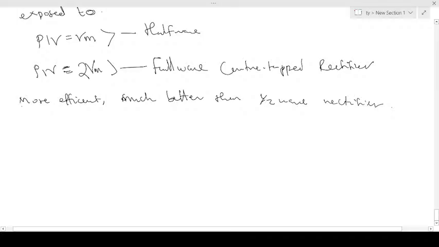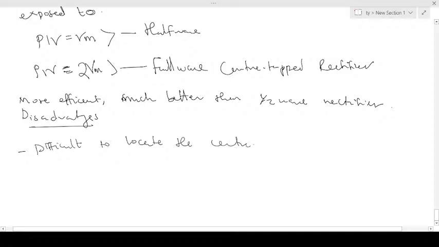So these are the disadvantages of a center tapped full wave rectifier. First of all, it is difficult to locate the center tap on the secondary winding of the transformer.